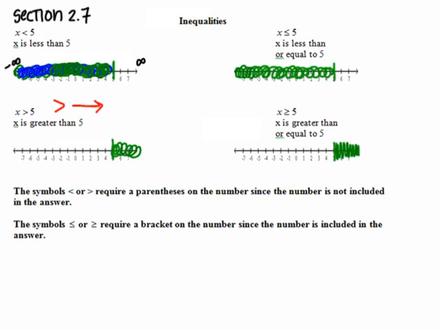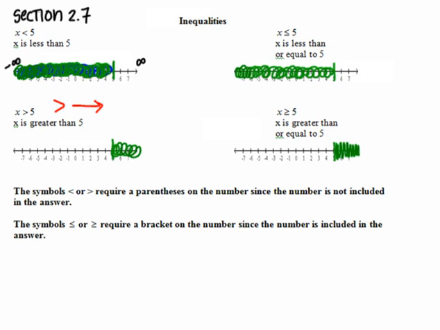Now in each of these problems, I have a green region shaded. Below your inequalities and your number lines, it gives you some rules. It says the symbols less than or greater than require a parenthesis on the number. The symbols less than or equal to or greater than or equal to require a bracket on the number. So let's go back to the number lines that we have shaded in green, and let's use those rules to put parentheses and brackets on our number line.